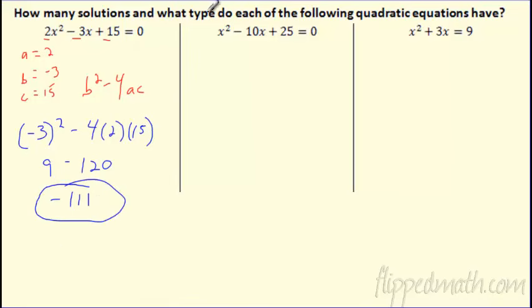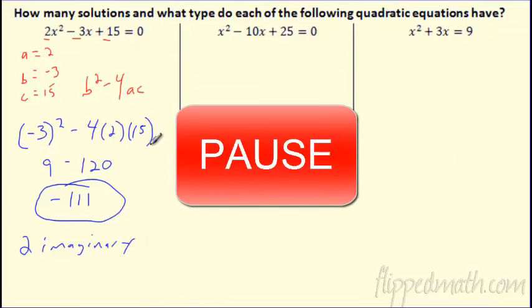What does it tell me? Because I want to know what type of solutions. I'm going to have no real solutions, and really I'm going to have 2 imaginary solutions. So I want you to write that. Awesome. Pause it, try the next 2, see what you come up with. Good luck.